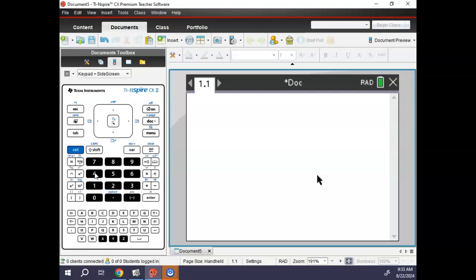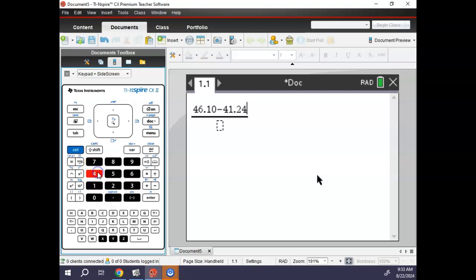We literally just need to type in that information we wrote down, so Control divide, and we have 4610 minus 41.24 over 1850 minus 1800. Okay. 0.097.